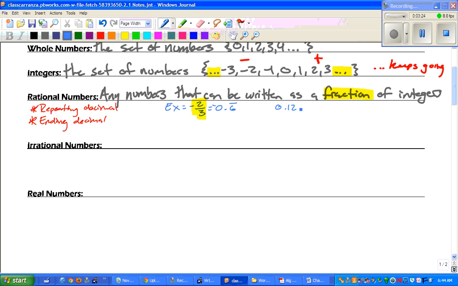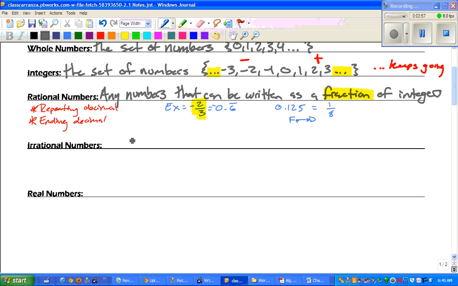Our next example is 0.125, okay? That can be written as a fraction, okay? If you put it into your calculator, most of you guys have buttons that say fraction to decimal where you can plug it straight in, okay? When you do that, it comes to 1/8, okay?